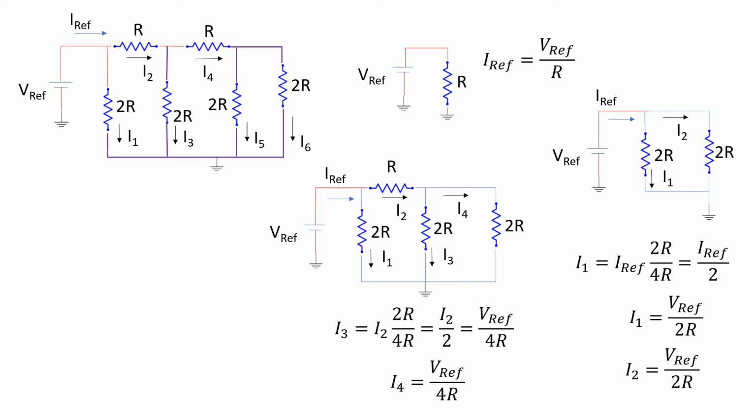The next part is to find I5 and I6. I5 will be equal to V reference divided by 8R. Using the same concept of current divider, to find I5 and I6, the main current will be I4, and I6 will be equal to V reference divided by 8R. This is how we are going to find the values of current for each and every particular case.